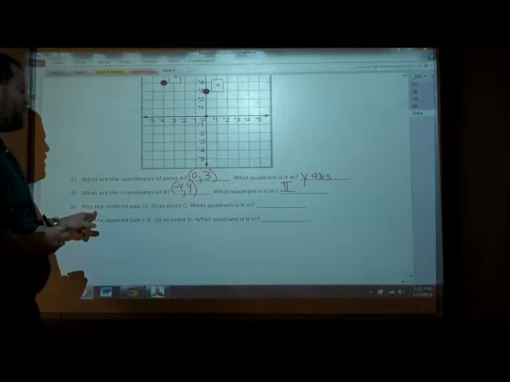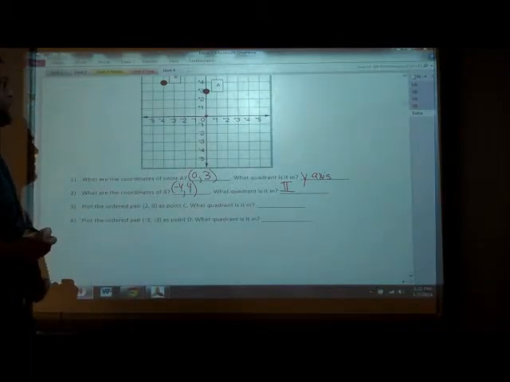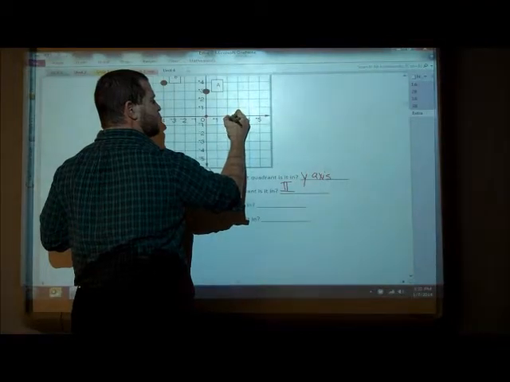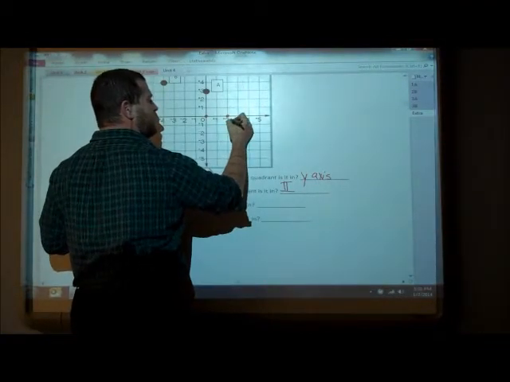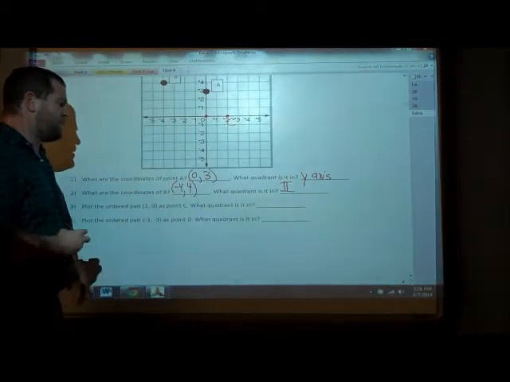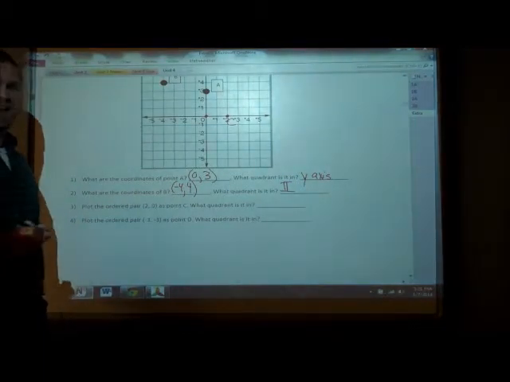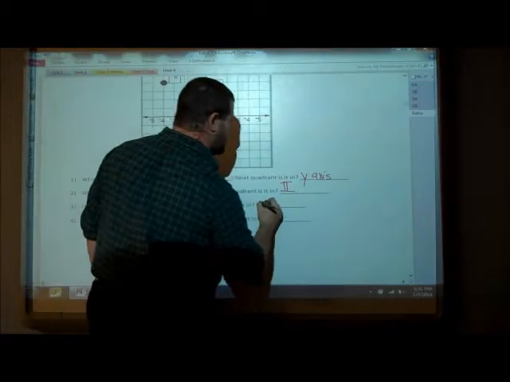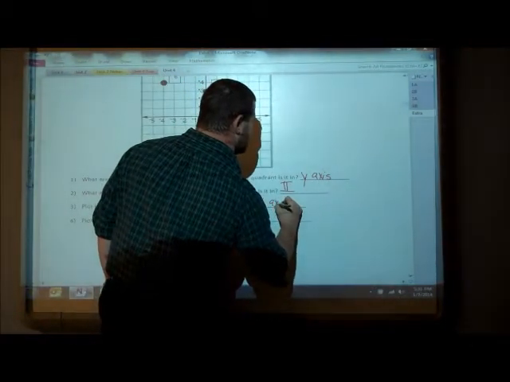Plot the ordered pair 2, 0 as the point C. So I go to 2, which is here. And then I go up or down, none, and so there it is. 2, 0 is my point C. What quadrant is it in? Well, just like before, it's not here, nor is it here. It's actually on the x-axis.